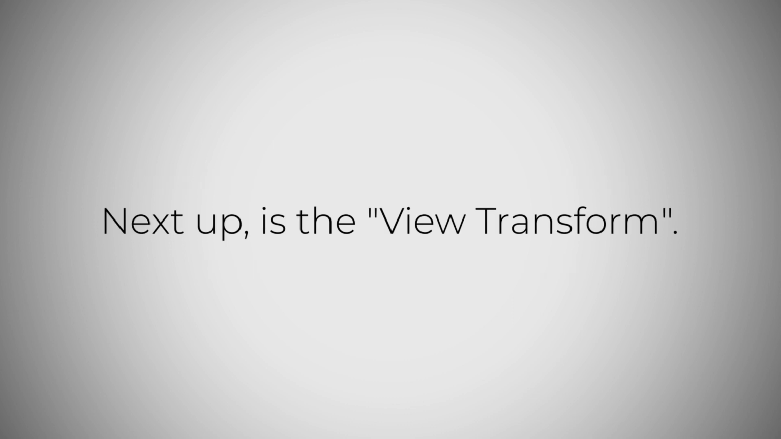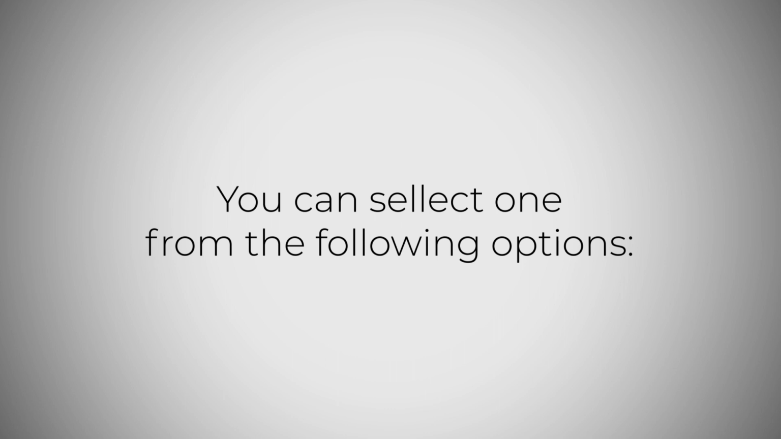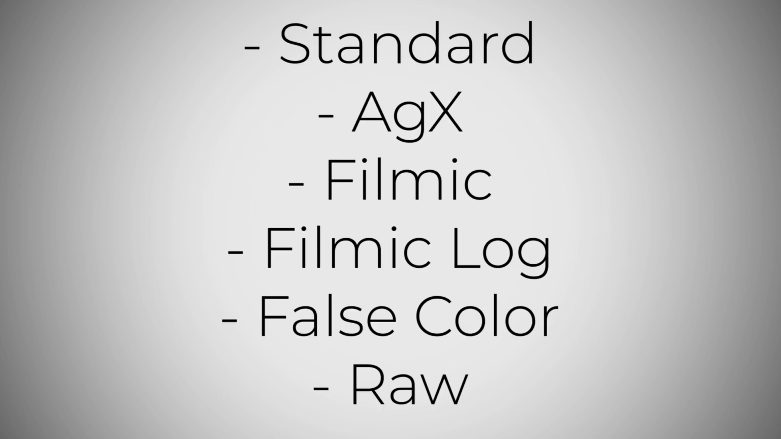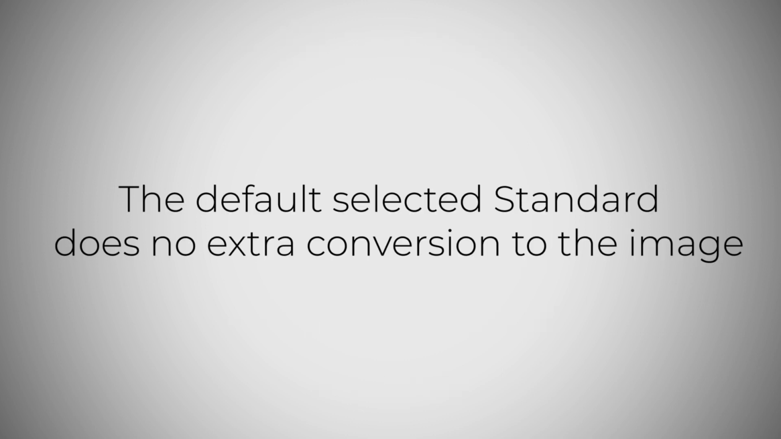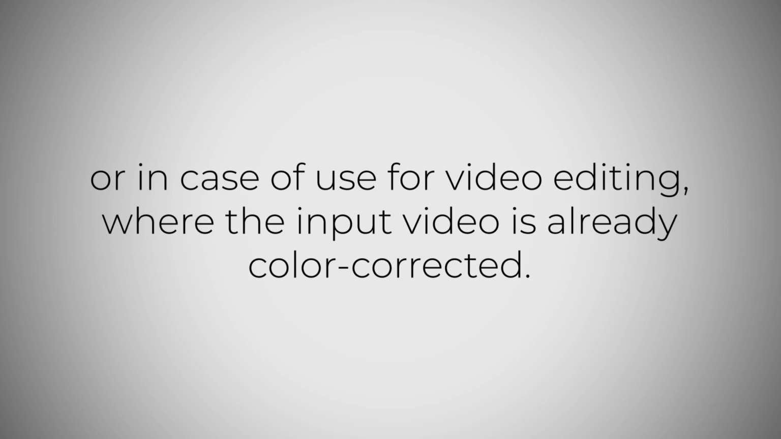Next up is the View Transform. These options allow you to view the image in different ways on the same display device. You can select one from the following options: Standard, AGX, Filmic, Filmic Lock, False Color, and RAW. The default selected Standard does no extra conversion to the image and is often used if the outcome is not expected to be photorealistic, or in case of use for video editing where the input video is already color corrected.